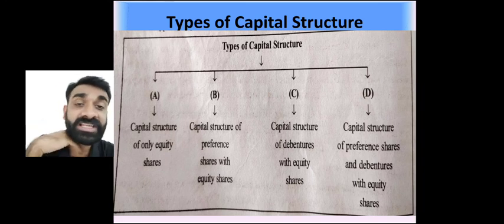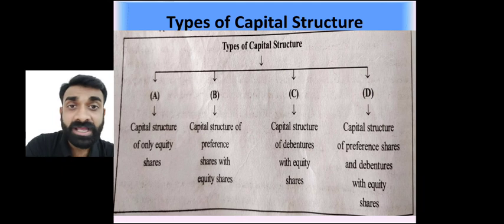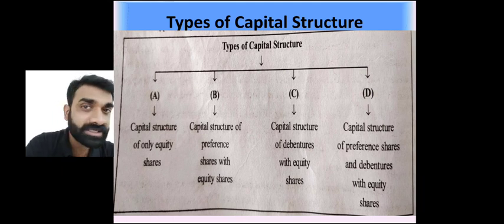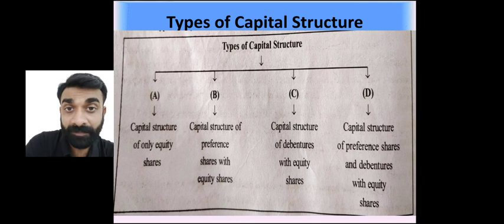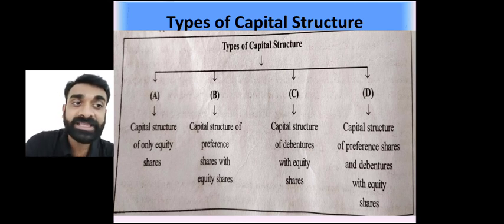That means the preference share that we have already learned in the 11th standard, redeemable before 20 years or redeemable after 20 years. Those who want to invest safe money, who want to play safe, are going to involve preference shares with equity shares. Then capital structure of debentures with equity shares, not preference shares but debentures, that is the borrowed fund with equity shares. And the last one, preference shares and debentures with equity shares.